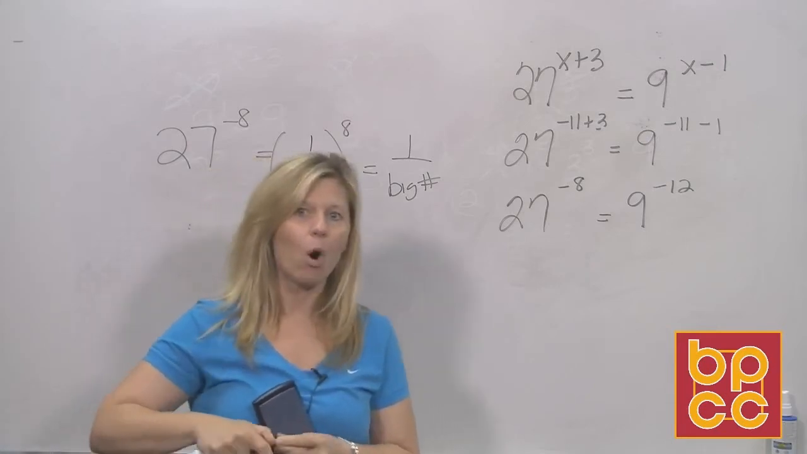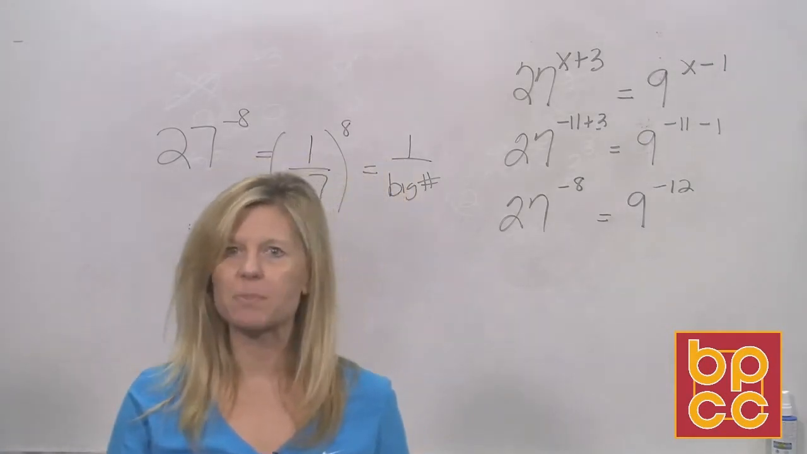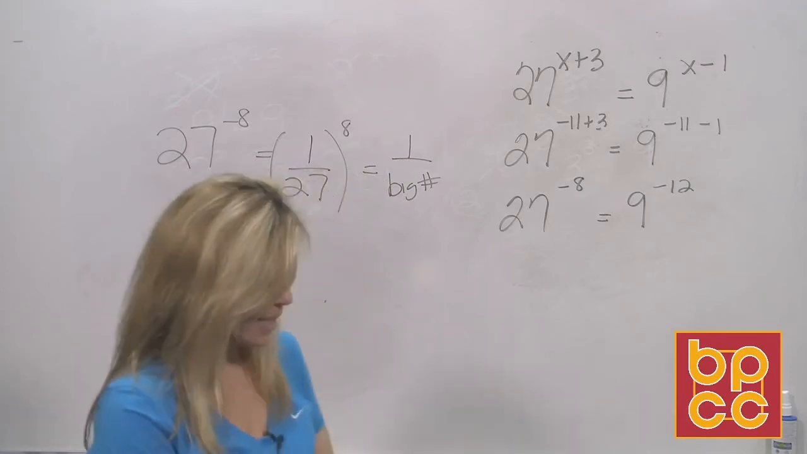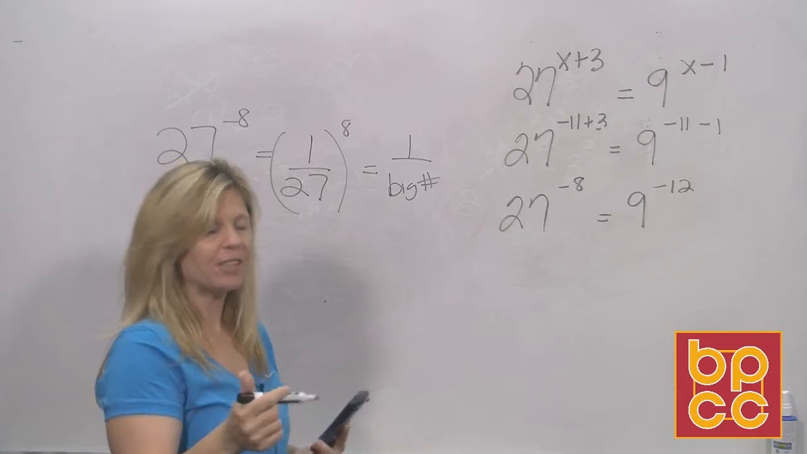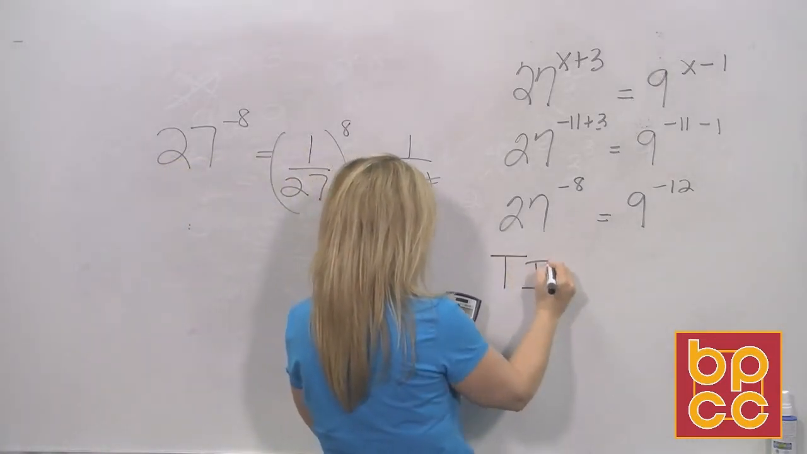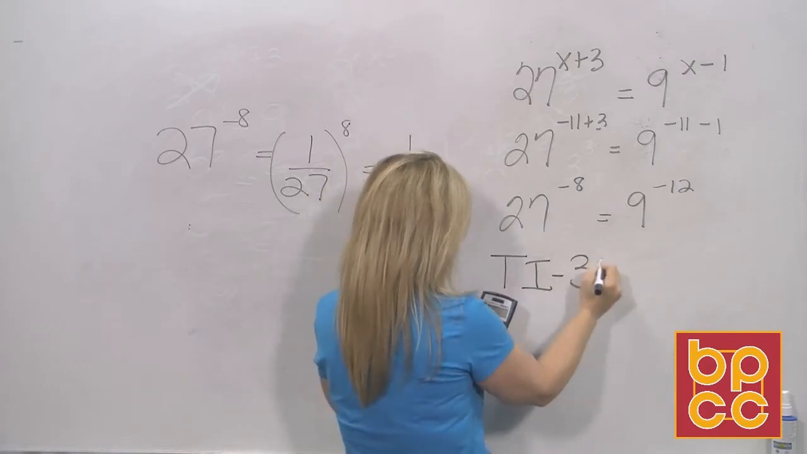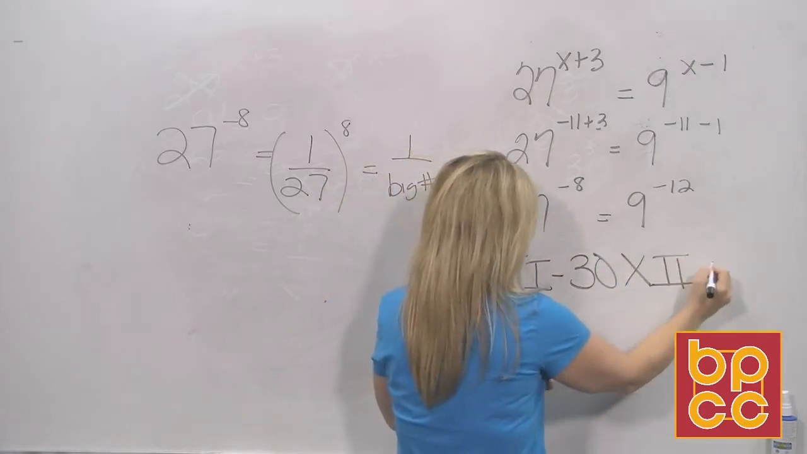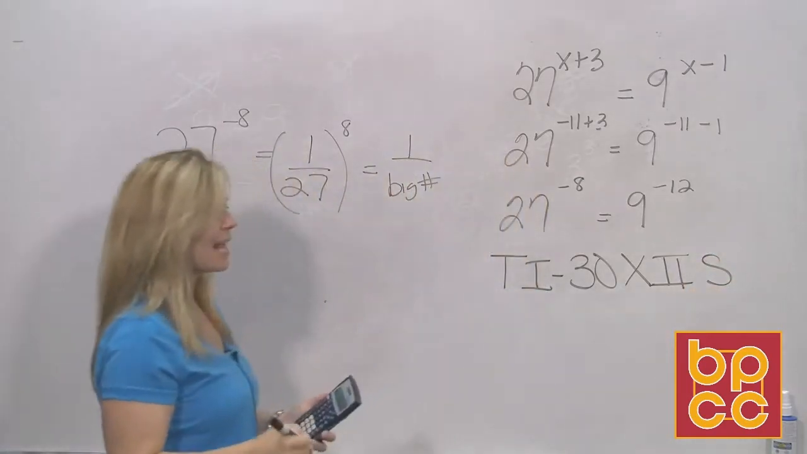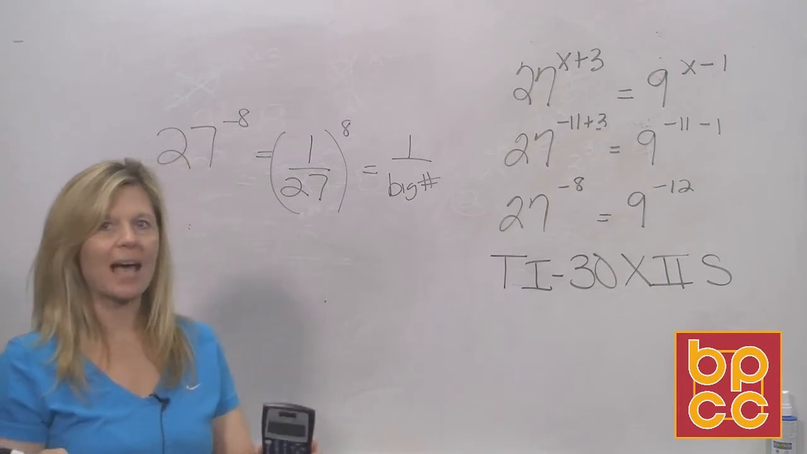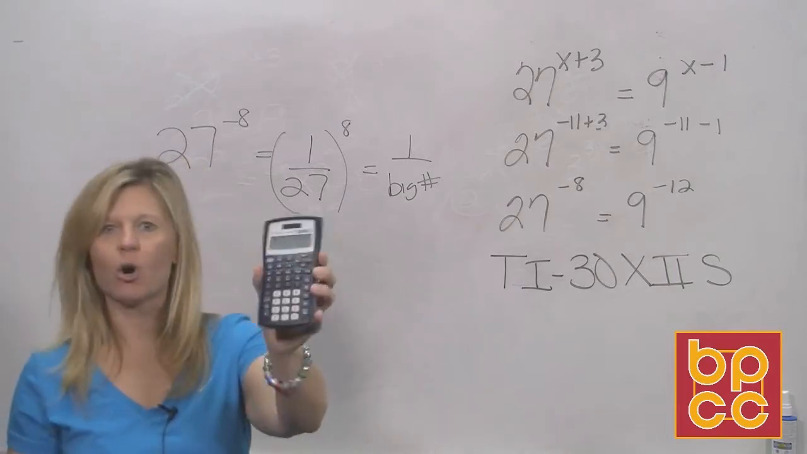You can get it at Walmart, Target, Office Max, Office Depot, Kmart. It's very cheap. It's between $10 and $15. It's a Texas Instrument, a TI 30X Roman numeral 2S. And that's the one I recommend you go buy. A TI 30X2S. It comes in all different colors.